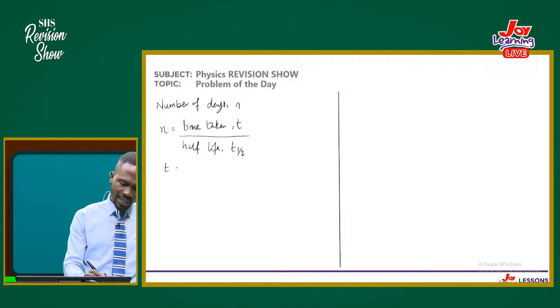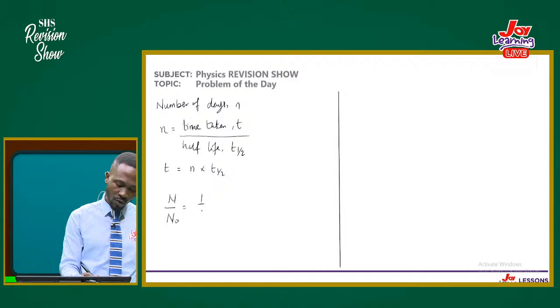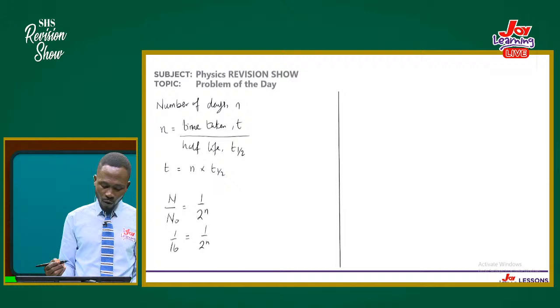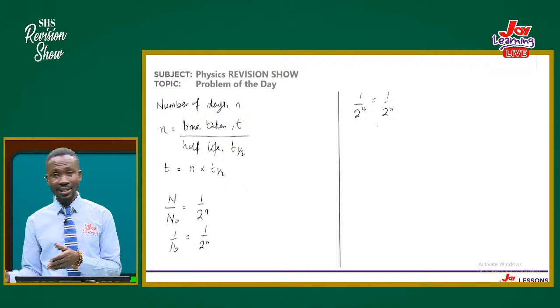Then how do we find n? Joseph took us through that one. We have capital N on n naught will give you 1 over 2 to the power n. So 1 on 16 will give us 1 on 2 to the power n. I can write the 16 to be 2 to the power 4, right? So we can say 1 on 2 to the power 4 equals 1 on 2 to the power n. So if you compare left-hand side to the right-hand side, then it means that our n is equal to 4.